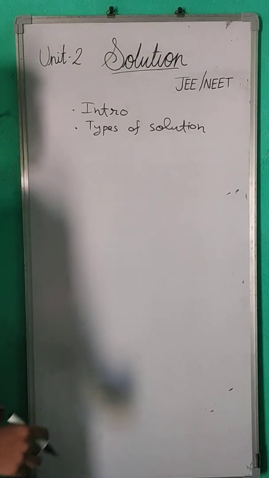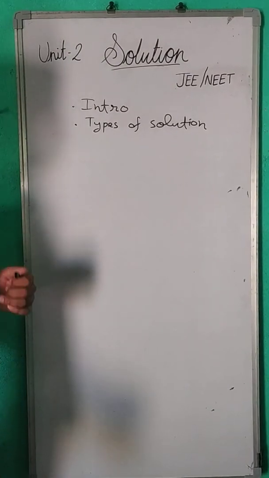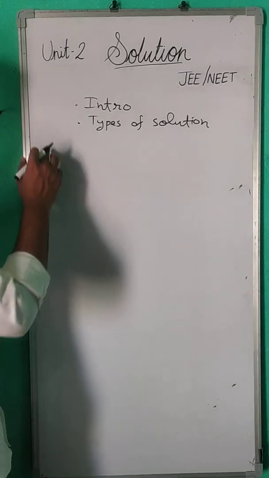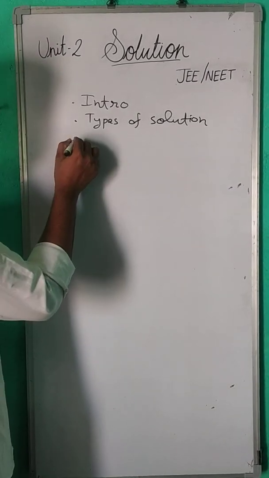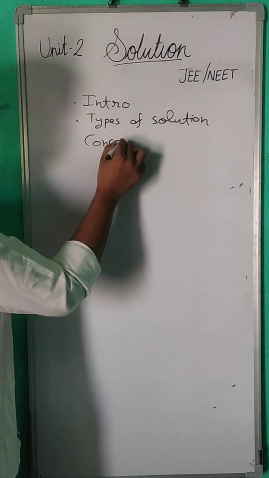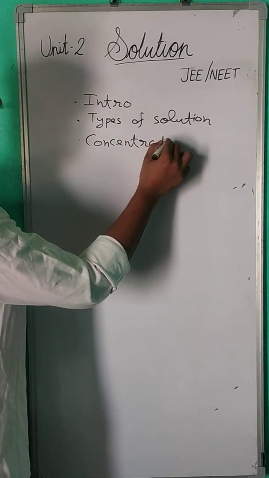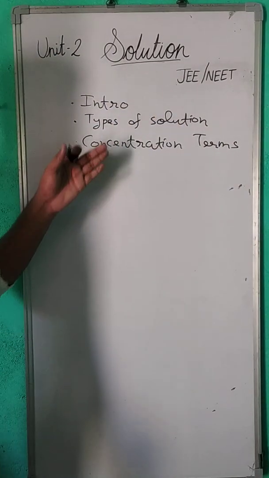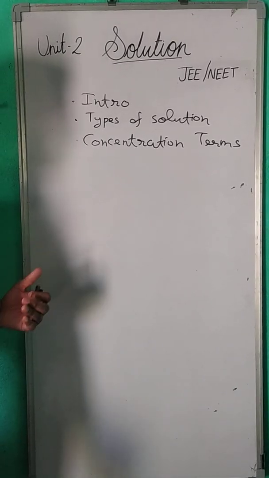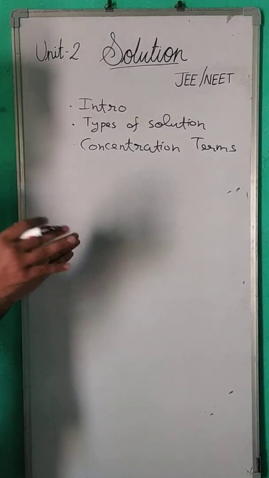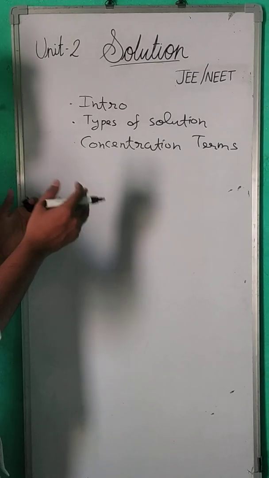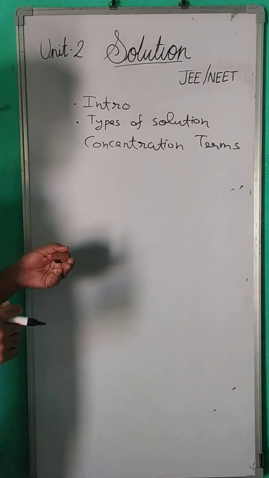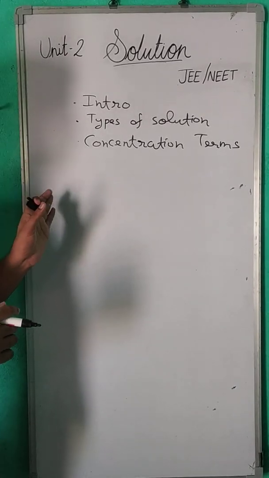Here we will see how many types of solution there are on the basis of solvent. There will be three types: solid, liquid and gaseous solution. After this, a very important topic for board and for JEE and NEET, that is concentration terms. Terms like normality, molarity, molality, mole fraction, which we have already studied in 11th science, but here also we will see a detailed study of them, and these are very important terms for your practical also, for your board and for your JEE and NEET.